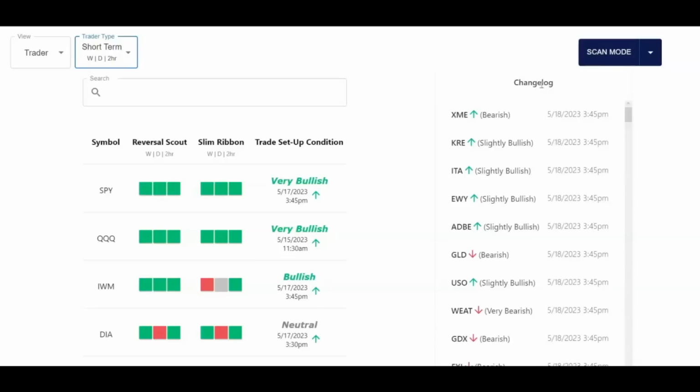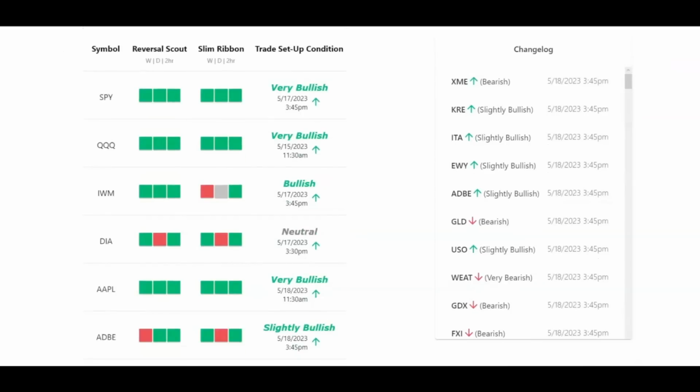And every time in this particular trader style, something changes in the 114 symbols that are in here, in these widely held stocks and ETFs and commodity ETFs, that changes here, and you see that on the right. So this is just a great tool. What I want to do is look at these trade setup conditions right in there, and I'm going to click on that.